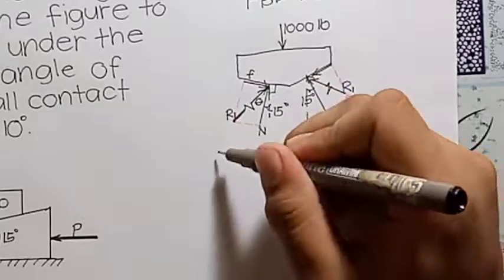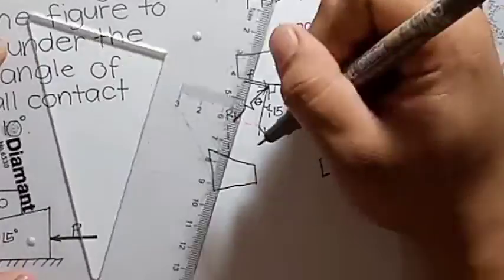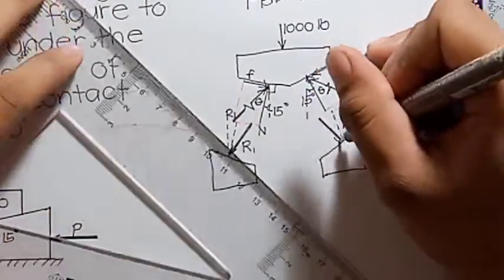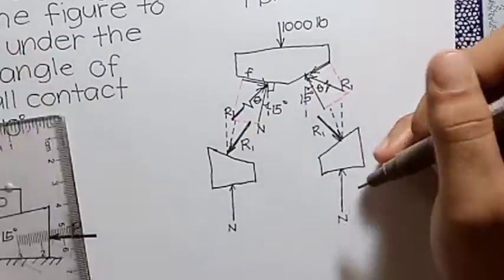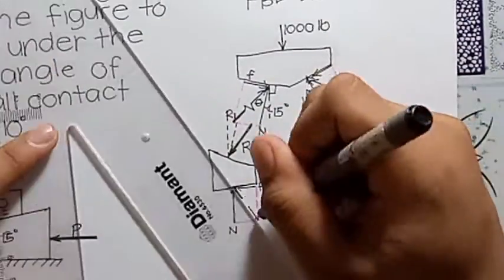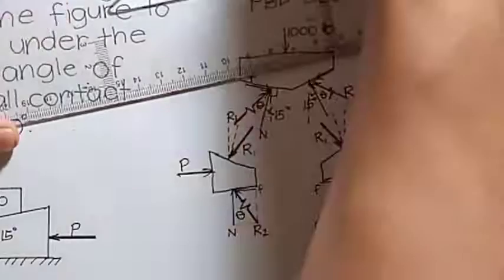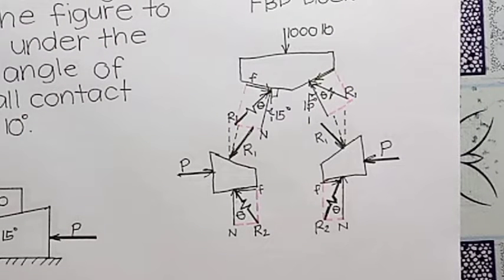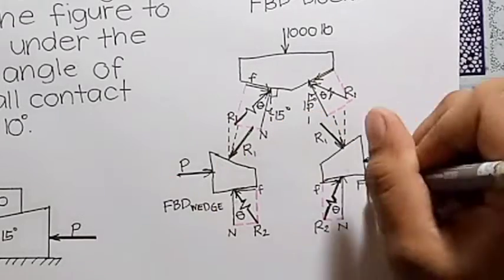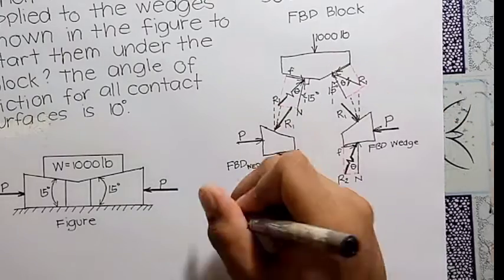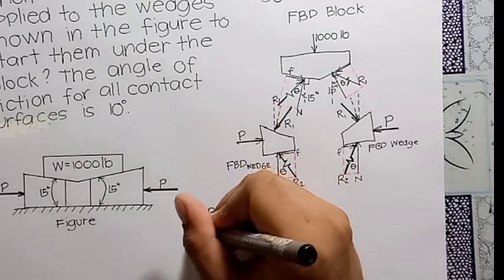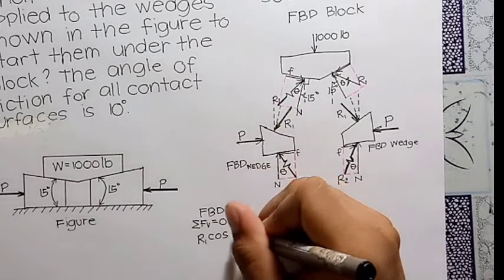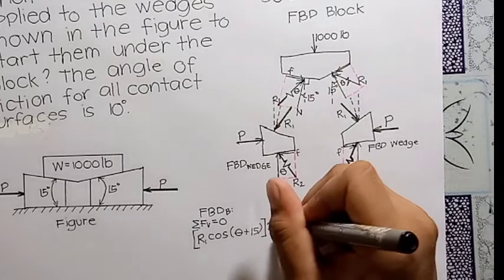The next thing we will do is to isolate the wedges, and the same as the block, we will put the forces acting on them. There are three forces acting on each of the wedges: the resultant force by the block, the resultant force of the ground, and the force P, which we are finding. Next, we will use the equation of equilibrium, which is the sum of vertical forces equals 0, on the free body diagram of the block.